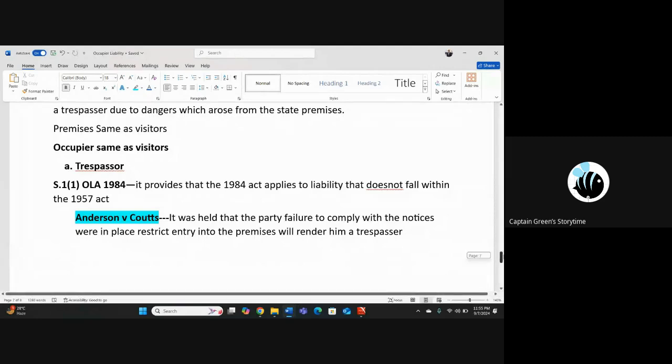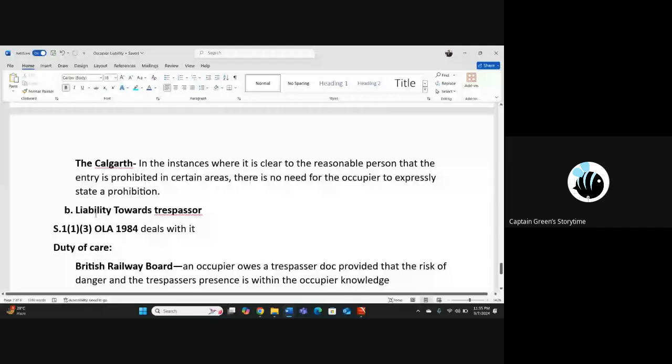We have the case of Calgarth. This states that in instances where it is clear to a reasonable person that entry is prohibited in certain areas, there is no need for the occupier to expressly state a prohibition. It is reasonably known to a person that entering, for example, a place which is prohibited in certain conditions, and he still enters that place, he would be regarded as a trespasser.